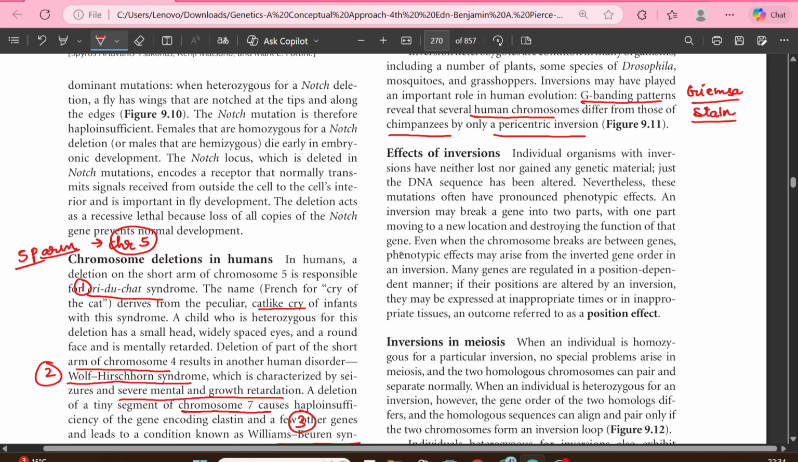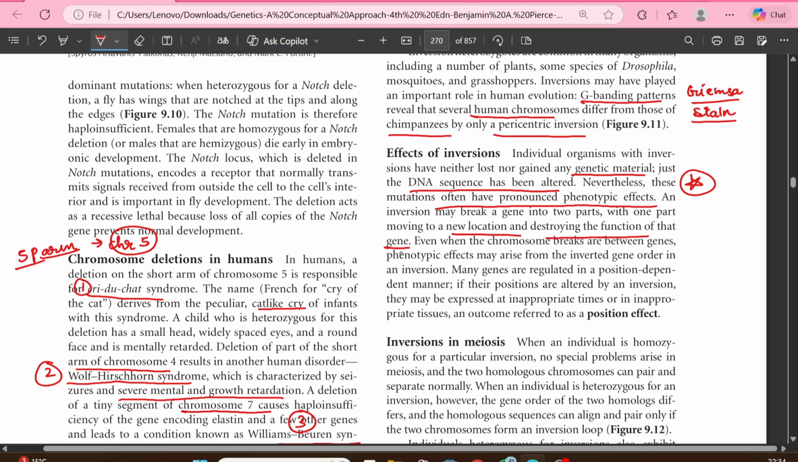Individual organisms with inversions have neither lost nor gained any genetic material. Yes, because only the inversion has taken place, just this DNA sequence has been altered. Nevertheless, these mutations often have pronounced phenotypic effects. There are phenotypic effects, so this is an important line. An inversion may break a gene into two parts, with one part moving to a new location and destroying the function of that gene.